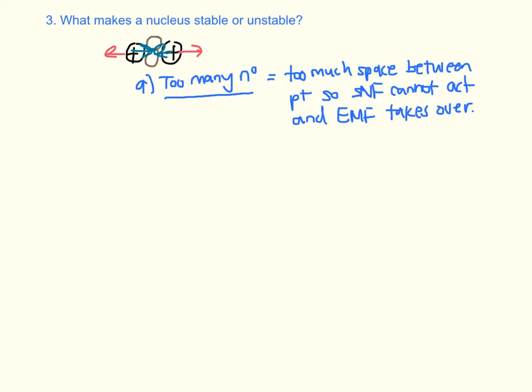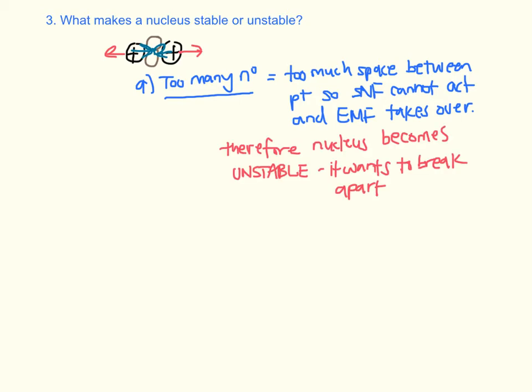It's like a nuclear rock, paper, scissors, if you will. The electromagnetic force wins, and then the nucleus becomes unstable, which means that it becomes crumbly. It wants to break apart. Another name for that is radioactive. A radioactive element is an element that's unstable because its nucleus doesn't want to stick together. The strong nuclear force is not strong enough to override the electromagnetic force.